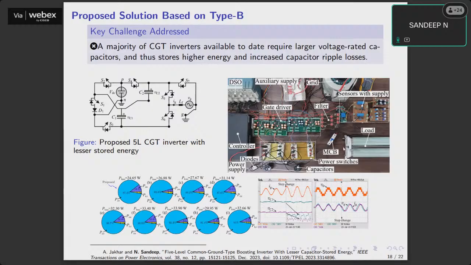This is the experimental setup that we ran. These are some of the key waveforms you see, and this is the power loss analysis, the comparison we did with respect to the literature. In the literature, several topologies were considered, and we ran thermal simulations. From the thermal simulations, we saw this loss distribution.